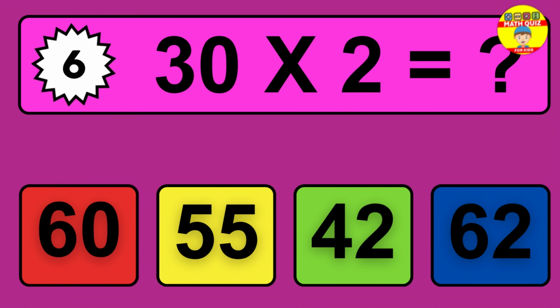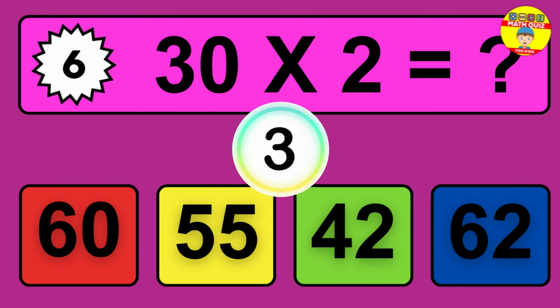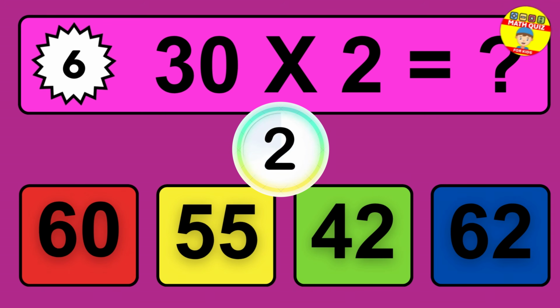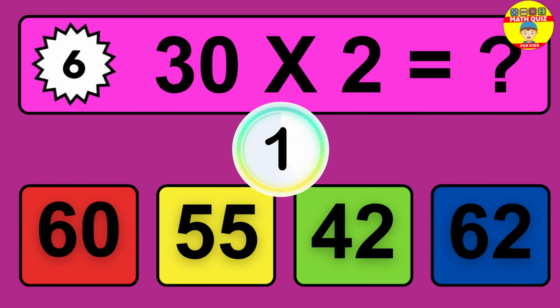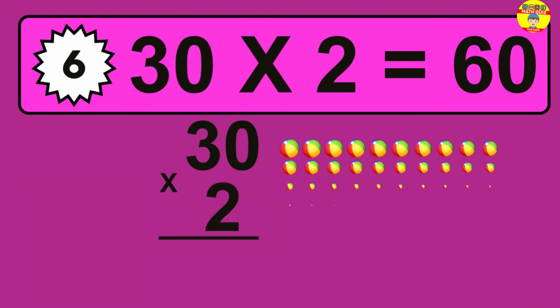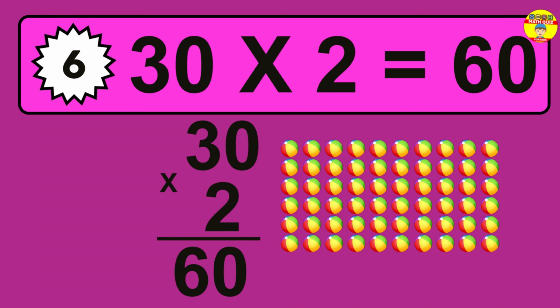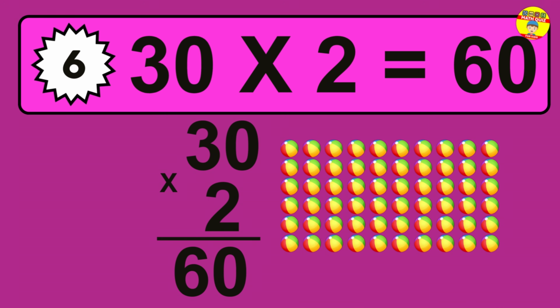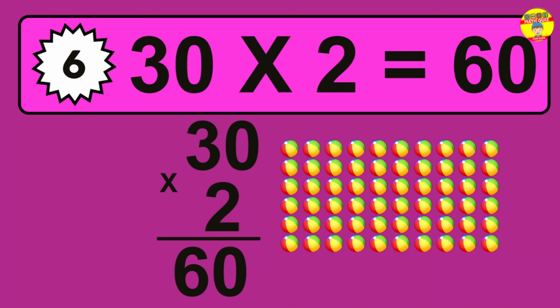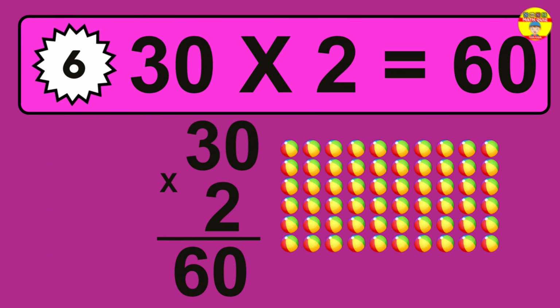Question 6. 30 times 2 equals what? So, the answer is 30 times 2 is 60. To calculate, we have 30 groups with 2 balls each one. So, how many balls do we have? 60 balls.